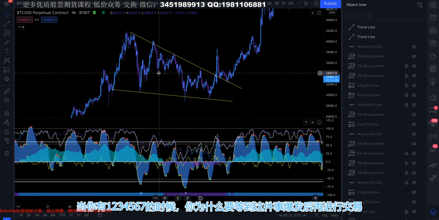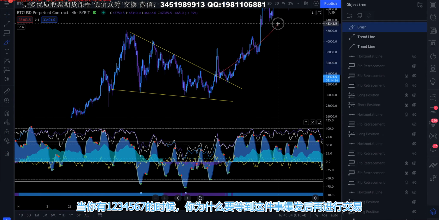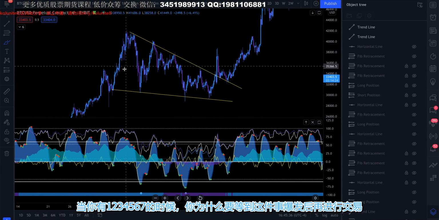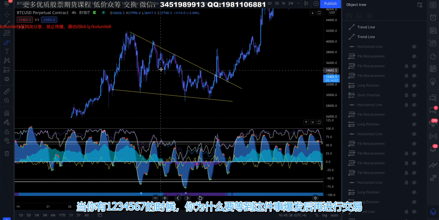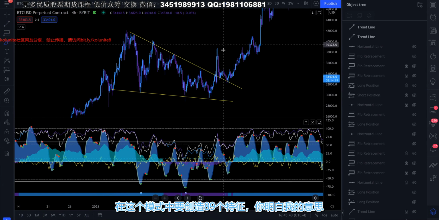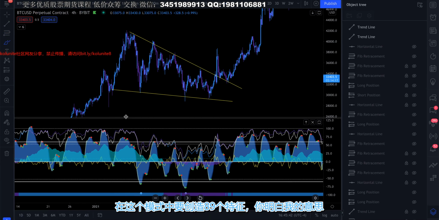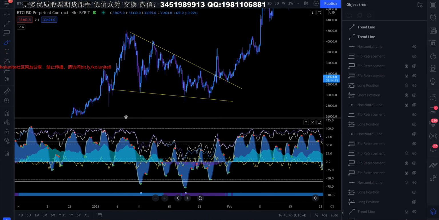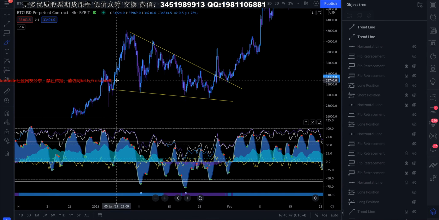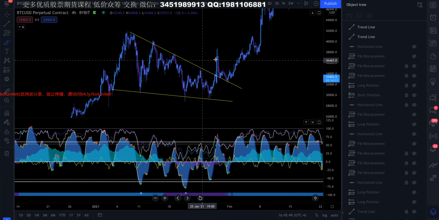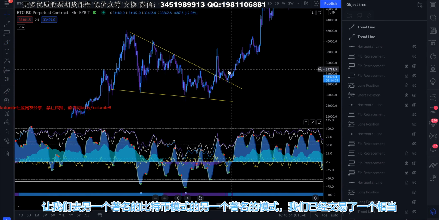Why are you going to wait until this thing breaks out to place your trade when you have 1, 2, 3, 4, 5, 6, 7, 8, 9 trades to make inside this pattern? You get what I'm saying? And again, the way we do that is with fib and with volume. Fib and volume.